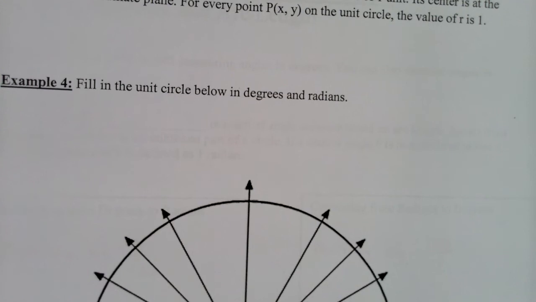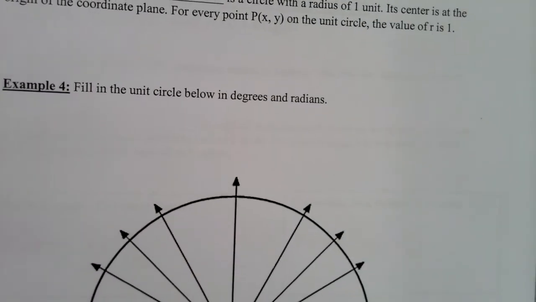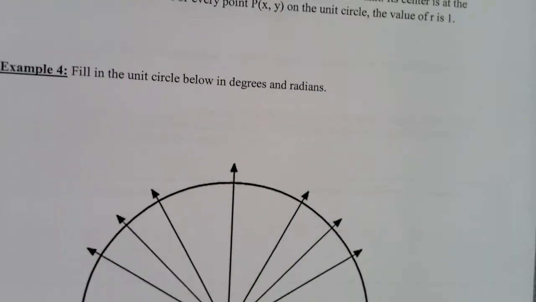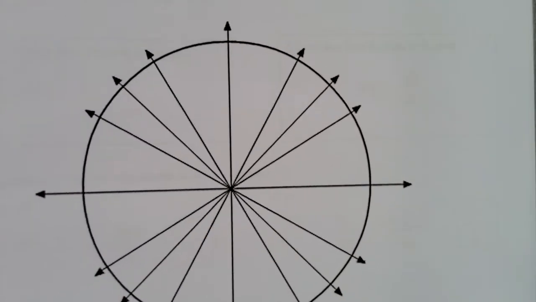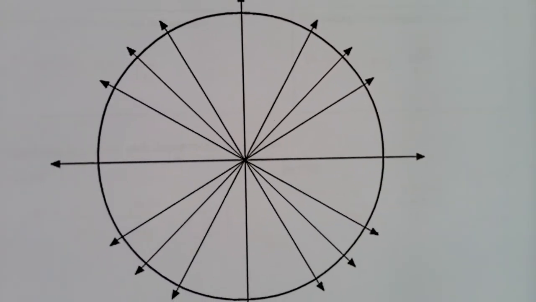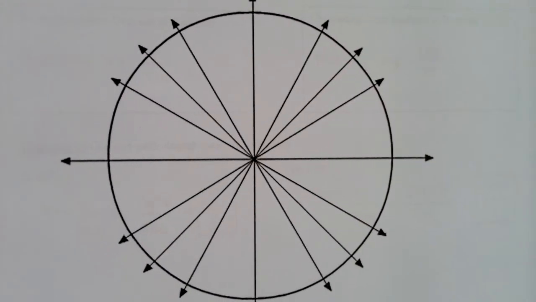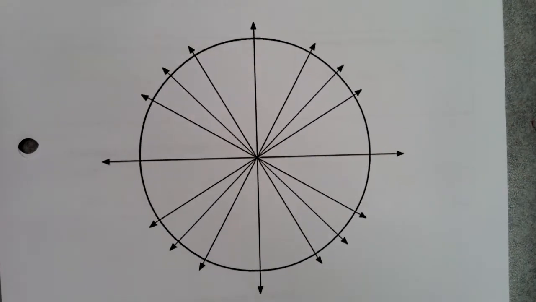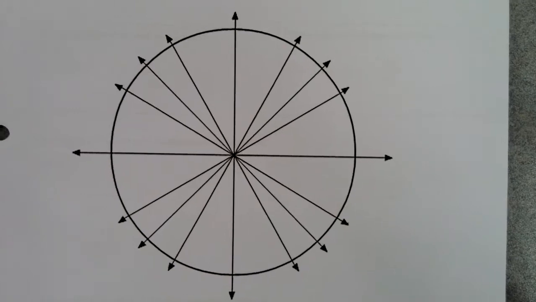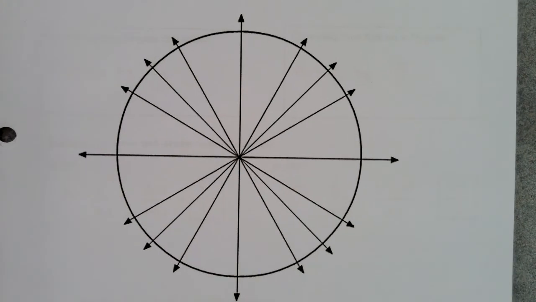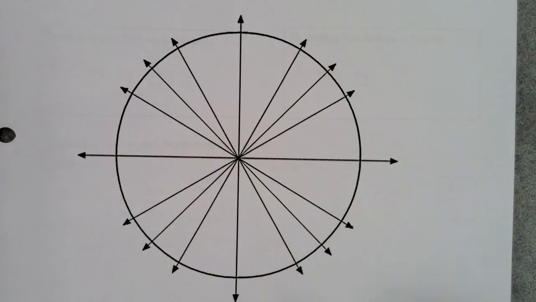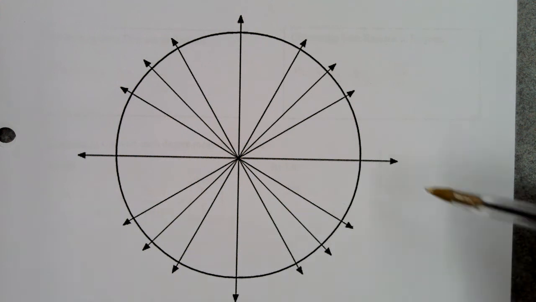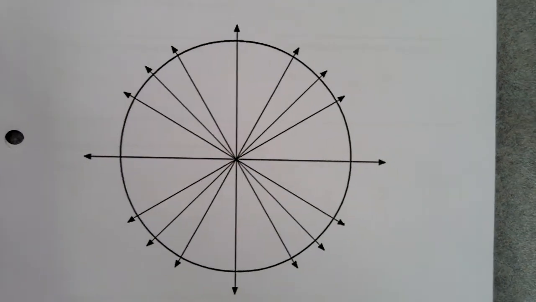It says fill in the circle below in degrees and radians. Okay, so this is something you're going to have to memorize. So again, a circle is 360 degrees. So we're going to start over here. Let's do the degrees first, then we'll do the radians. Okay. Let's start with the degrees.